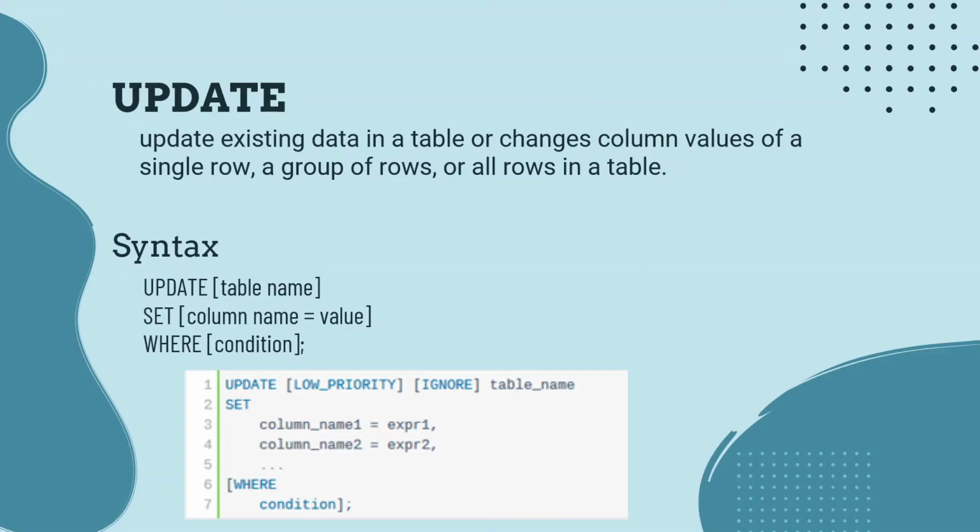Note that MySQL supports two modifiers in the update statement. First is low priority and the second is ignore. The low priority modifier instructs the update statement to delay the update until there is no connection reading data from the table. And the ignore modifier enables the update statement to continue updating rows even if errors occur. The rows that cause errors, such as a duplicate key conflict, are not updated.